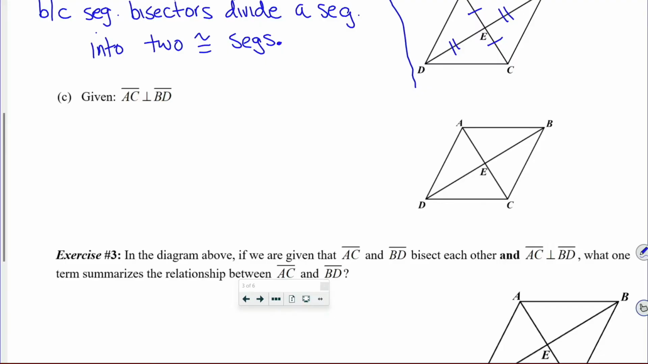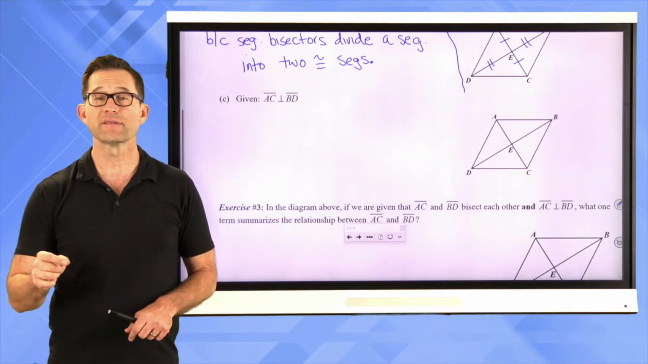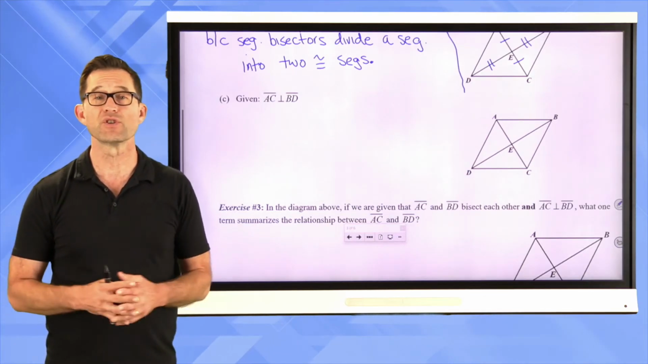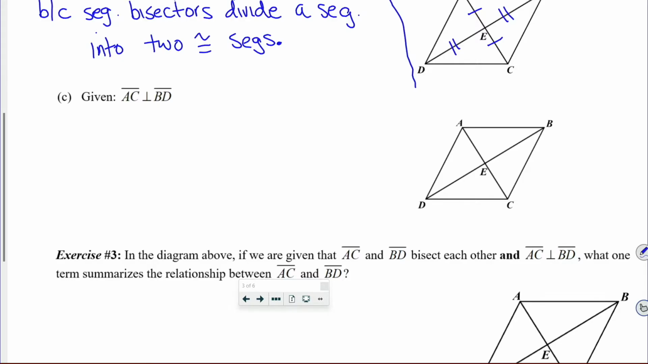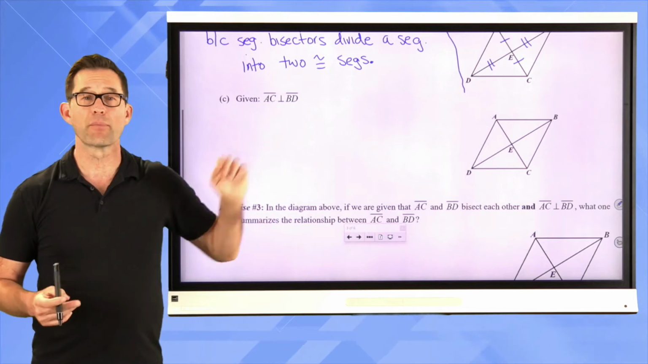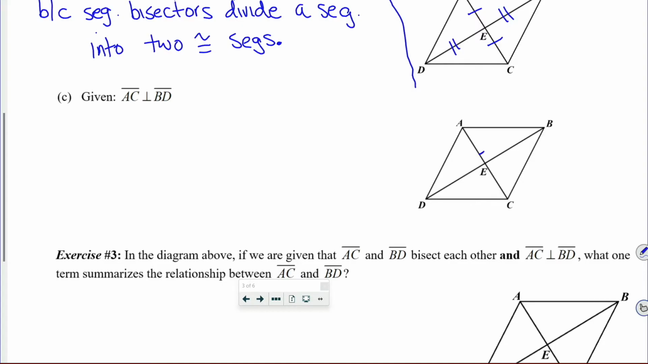Finally, letter C, given AC is perpendicular to BD. All right, well, what can you state in this case? Write something down and then write a reason or definition why that happens. All right, well, we're going to be given things about perpendicularity all the time. Let's mark it on our diagram. AC is perpendicular to BD. That means that all four of these angles are right angles.